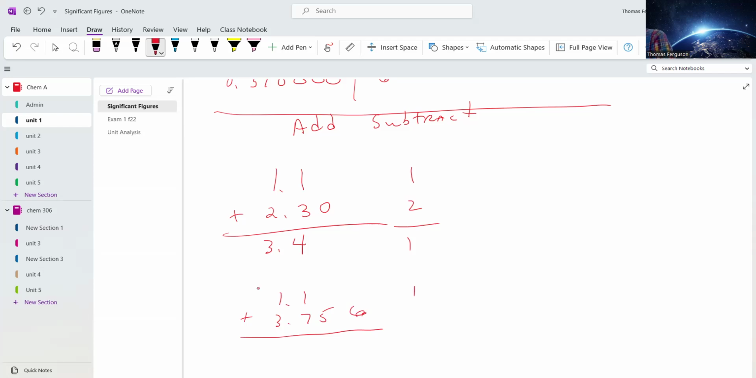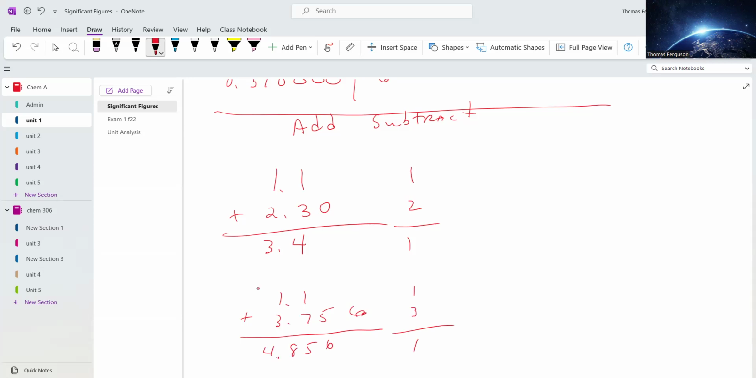Okay, so we've got 1 there, 3 there. So our answer is going to have 1 decimal place. So if we add this on your calculator, we're going to get, so is that the answer? No. Got too many decimal places.